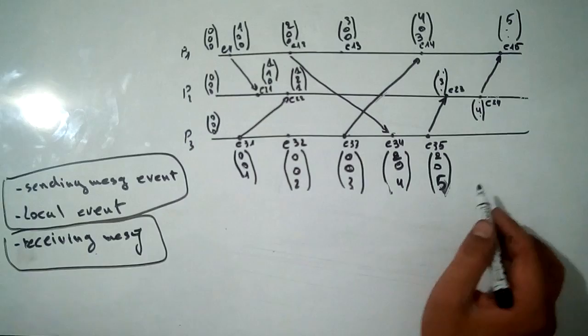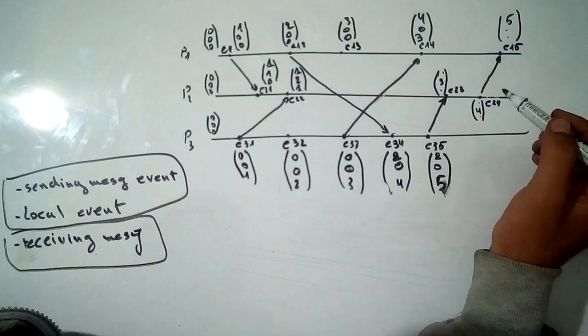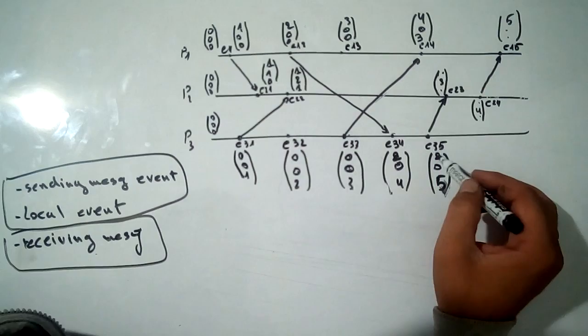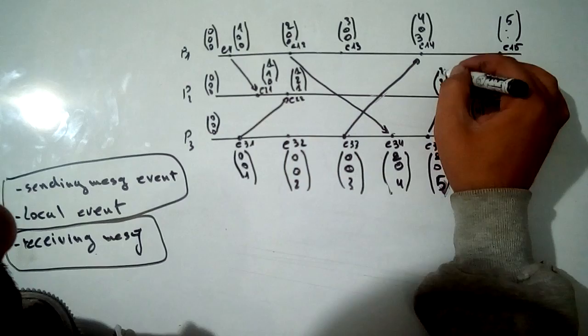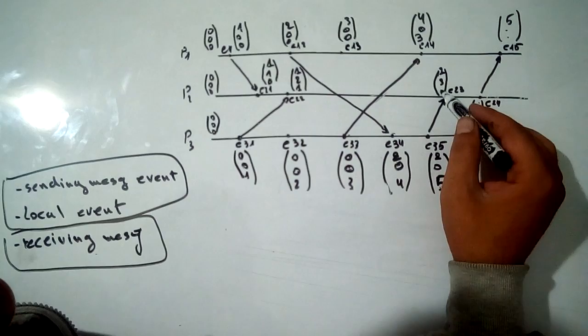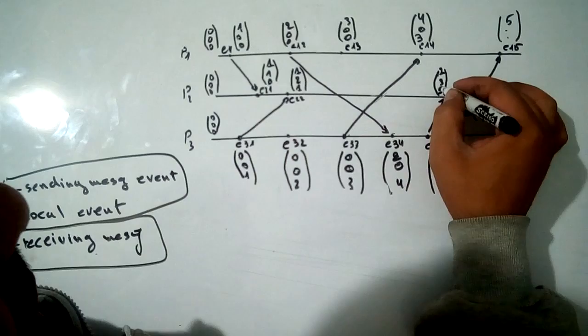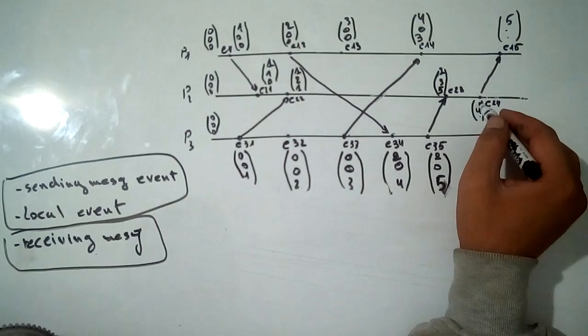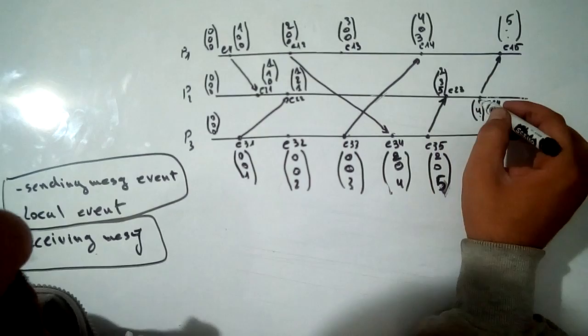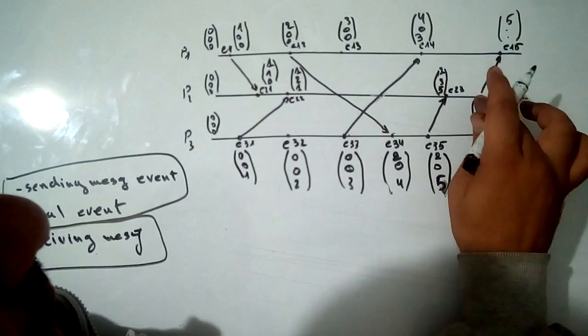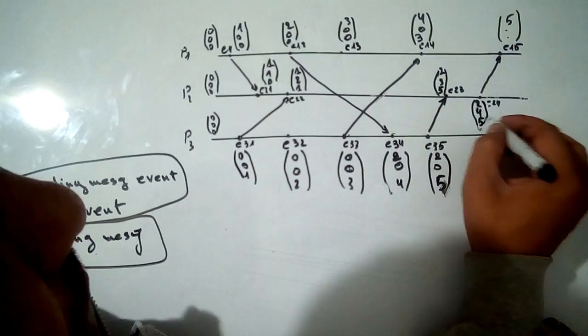So for this event, that's a receiving of message event, okay? So this term is equal to the max between 2 and 1, so that's 2, okay? So this term is equal to the max between 5 and 1, so 5, okay? That's sending of message, so the other terms equal the terms of the precedent. So we have 2 2 and 5, 2 4 and 5, okay?